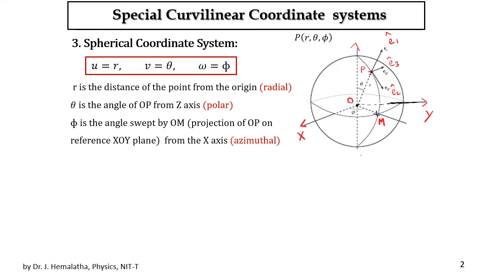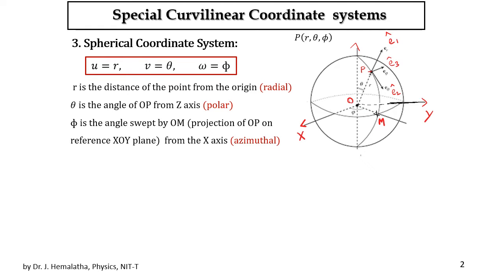So to describe this P, let us consider the Cartesian coordinate system with the x, y and z axis, O being the origin. Now let's join this point P and the origin, that makes the line OP, or we can say the position vector R. The magnitude of the position vector is r, the distance of the point P from the origin. And theta is the angle of this OP from the z axis. It is also called the polar angle.